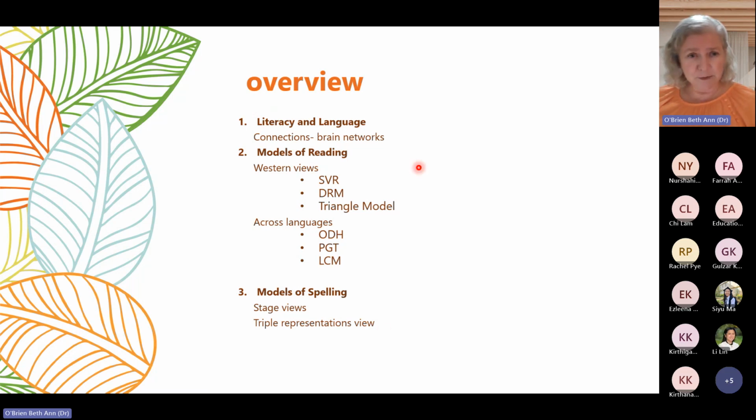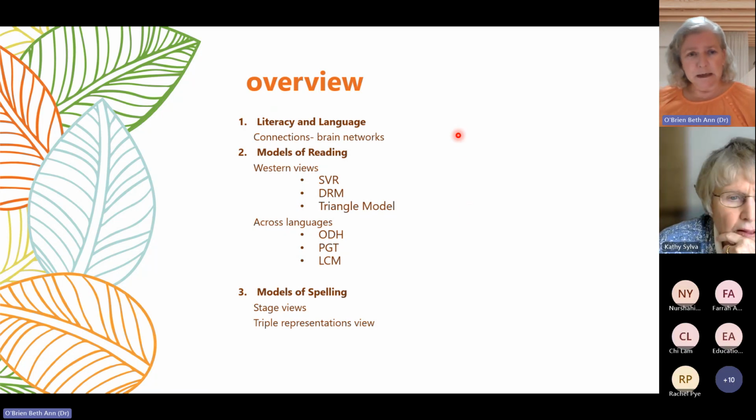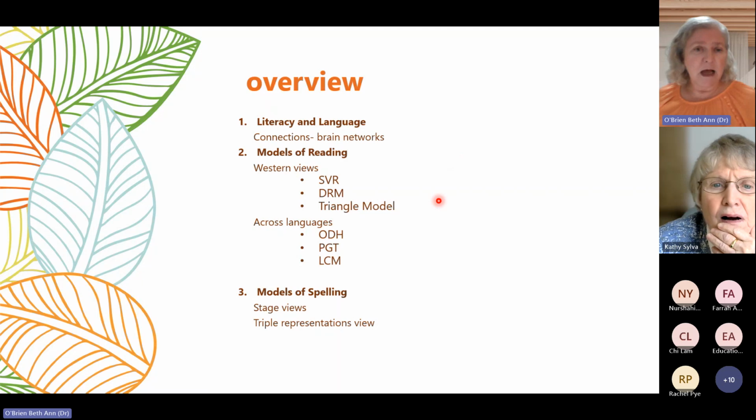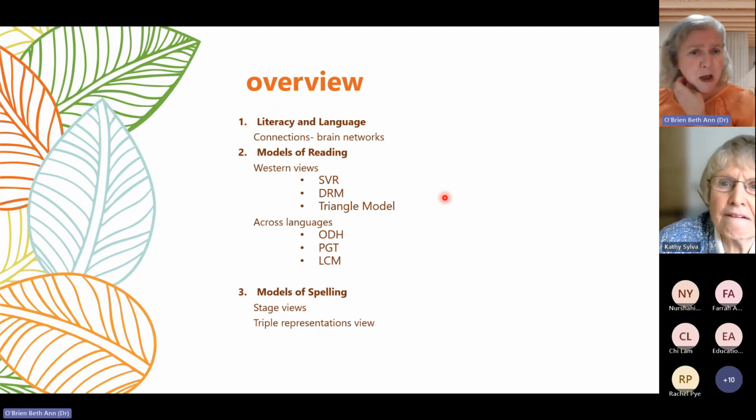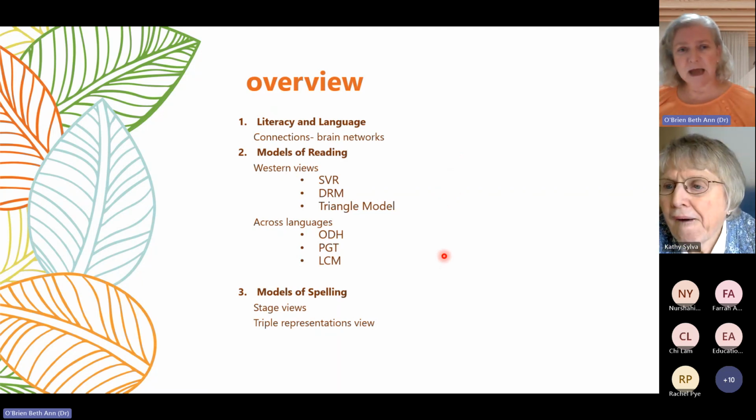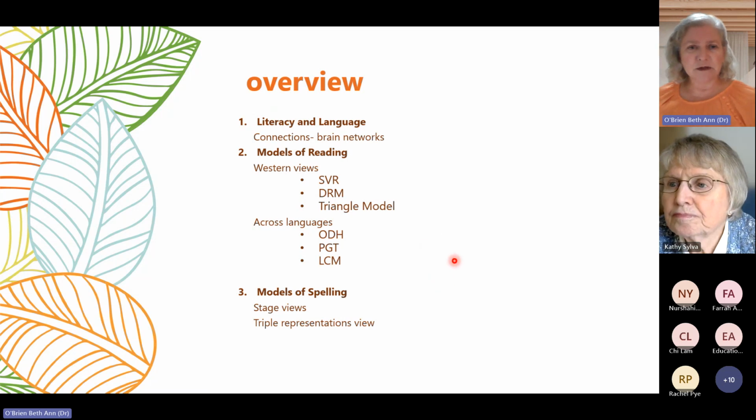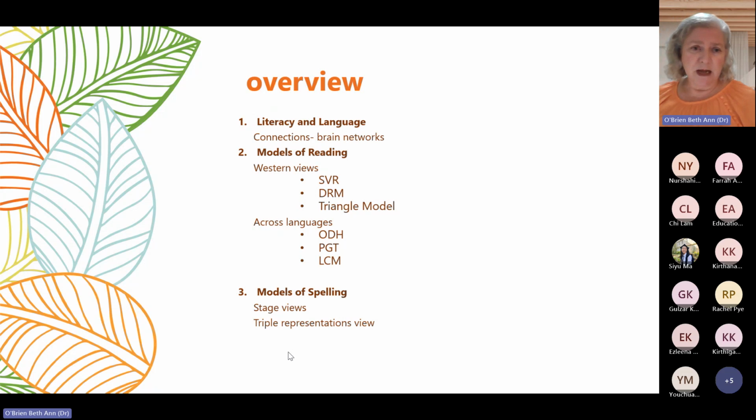I'll go through some of that first and talk about the connections between reading and language itself, and then go through some of the traditional models as well as some models that consider the cognition of reading in more than one script or reading across different types of languages, and then finish up with some more recent work that we're doing. We've been collecting some more data on spelling, children's spelling in different scripts. So we're hot off the presses with some of this.